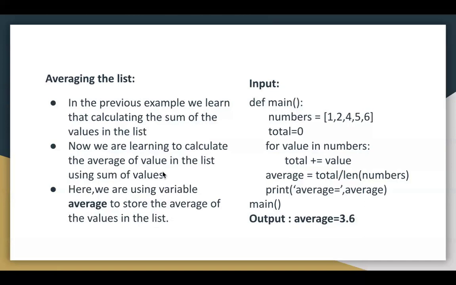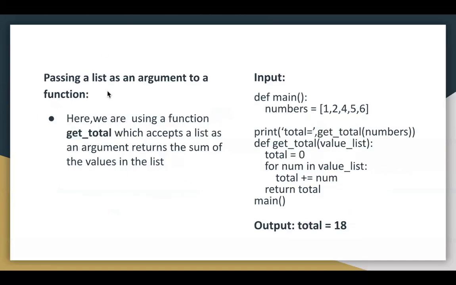Next, we are performing a program on passing a list as an argument to a function. We know that in a function we add arguments according to the task. Like if we want to add numbers, we will give 2 or 3 numbers as the arguments. See here we are using a function get total, which accepts a list as an argument and returns the sum of the values in the list.